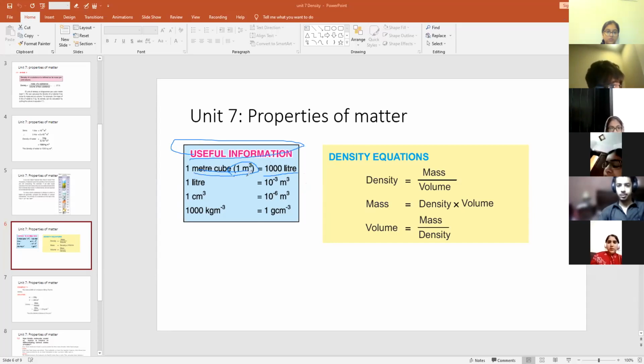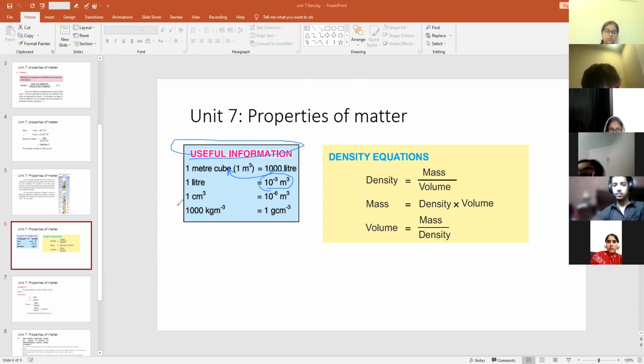So you must know that 1 meter cube is equal to 1000 liters and 1 liter is equal to 10 raised to power minus 3 meter cube. How? As I told you, 1 meter cube is equal to 1000 liters. So if you want to calculate 1 liter, you have to take these three zeros to the other side. When you move these zeros to the other side, it becomes 1 by 1000, and when 1000 goes in the numerator, you get 10 power minus 3 meter cube.